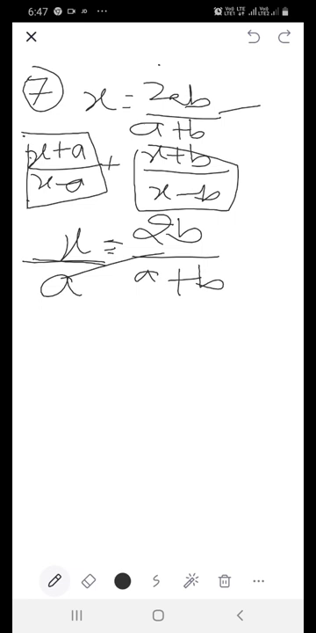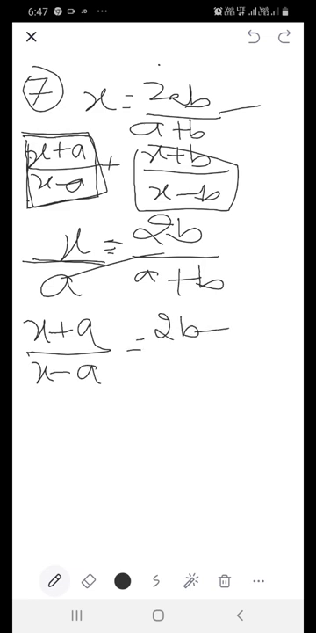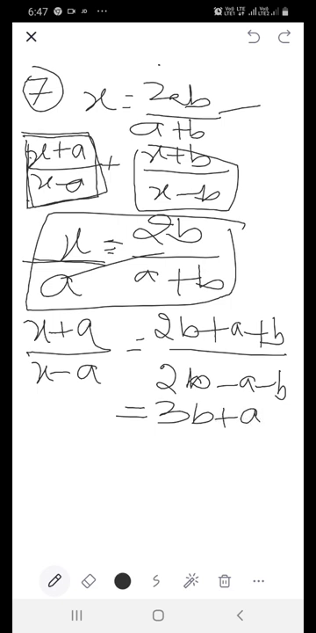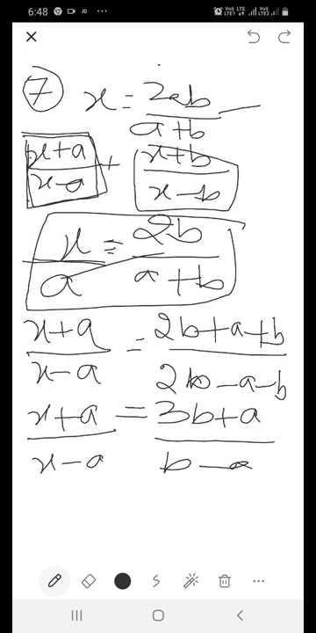Now I can find this by using componendo and dividendo on both sides. Out of this given, I am using componendo dividendo on the left as well as on the right: 2b plus a plus b, and 2b minus a minus b. So what will be the value of x plus a upon x minus a? It will be 3b plus a, and 2b minus b will be b minus a. So this is the value of x plus a upon x minus a. Mark it as 1.